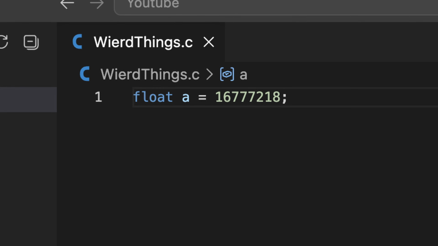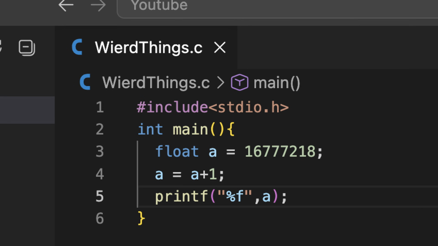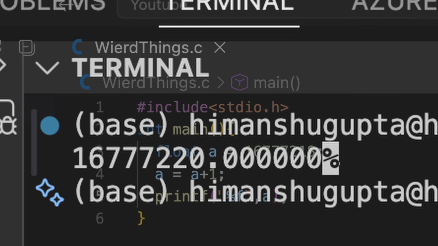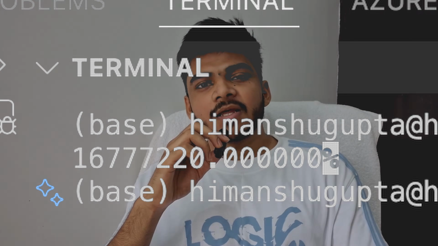Look at this number carefully. If you add 1 to this number, it gets incremented by 2. Now I want you to pause the video again and put down in the comment box why this is happening.